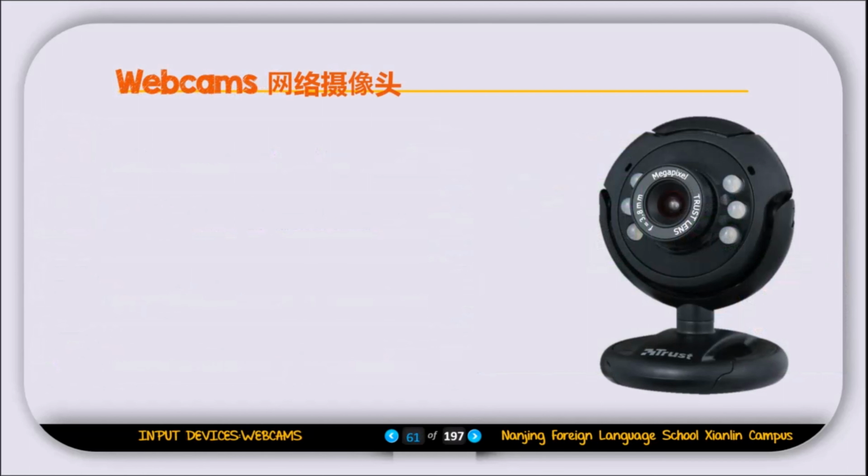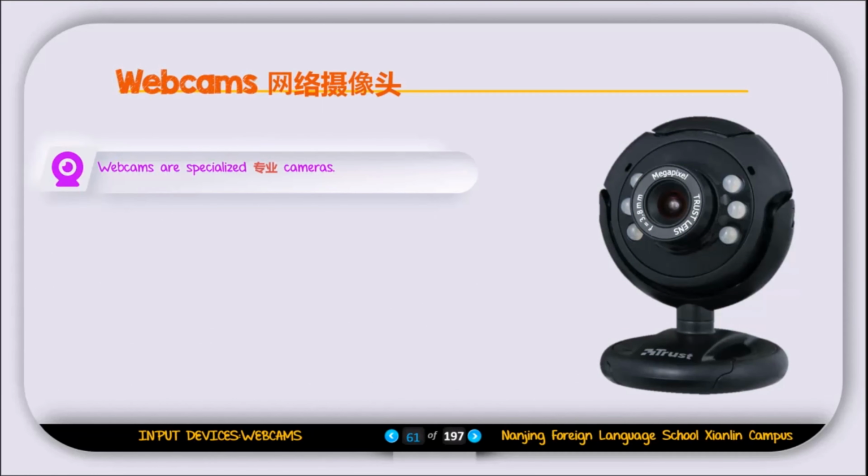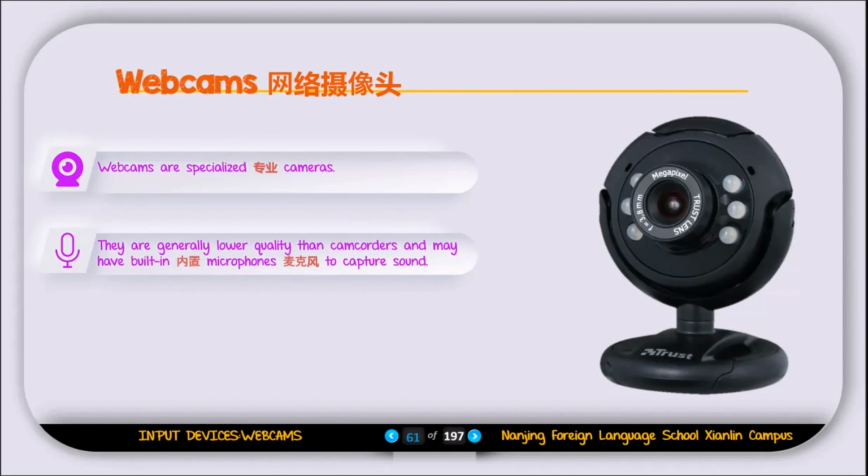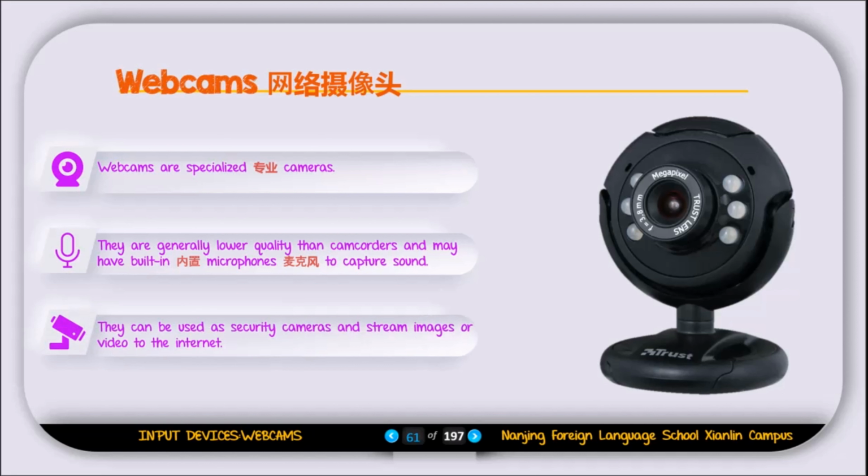Okay? Next input device is called the webcam. Webcams are specialized cameras. They are cameras, okay? But we call them webcams. They are generally lower quality than the camcorder, and they have a built-in microphone to capture the sound. This is the quality of those cameras. They can be used as security cameras and stream images or videos.